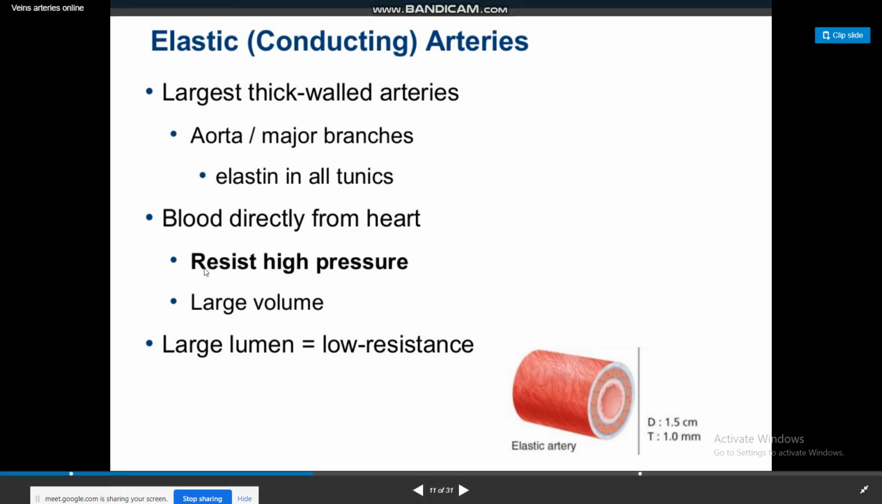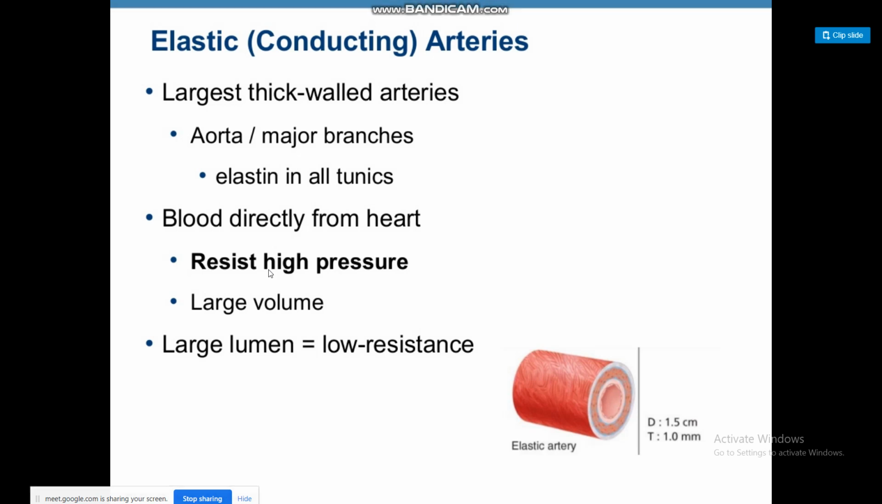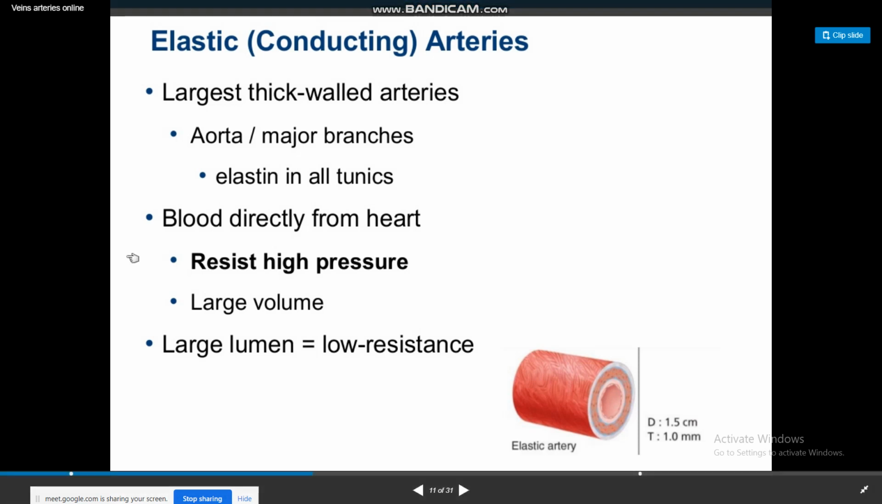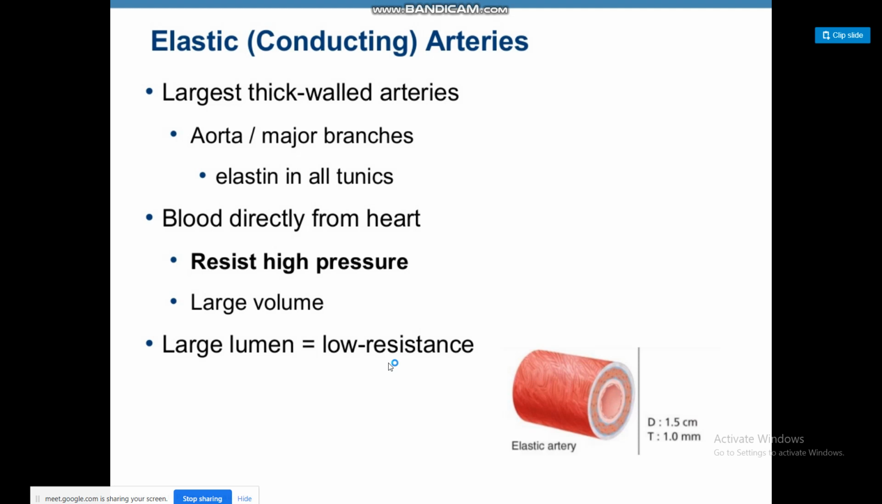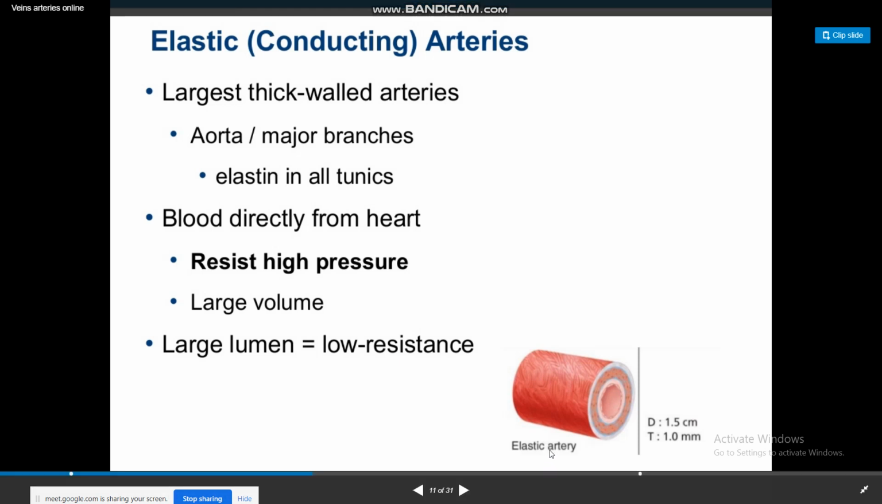Now, the most important thing is that they restrict high pressure. They can prevent high blood pressure; this is the only artery which can resist high blood pressure. These have a large lumen but low resistance. The resistance is low in the case of these elastic or conducting arteries.